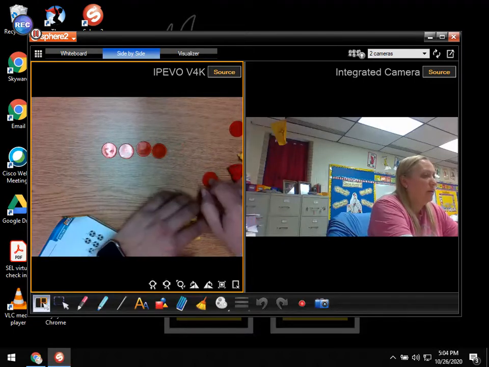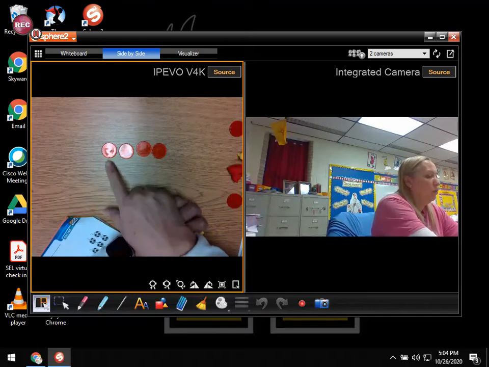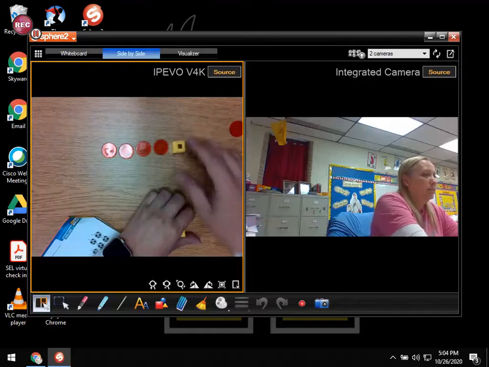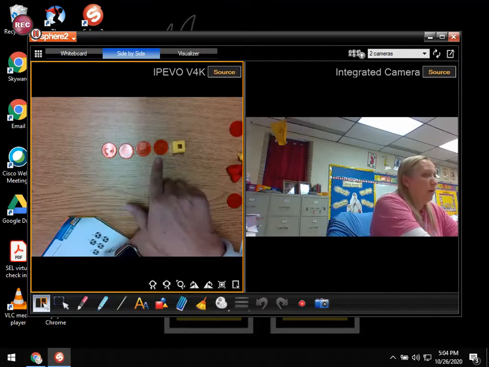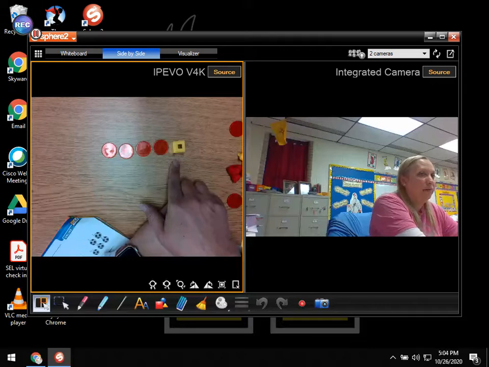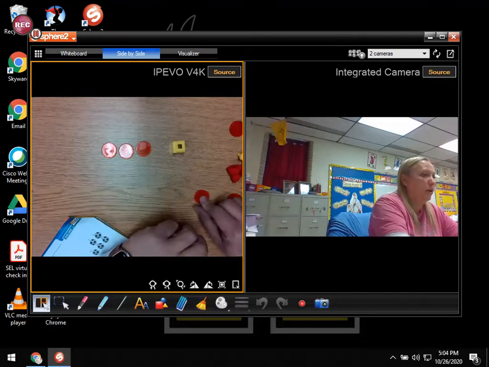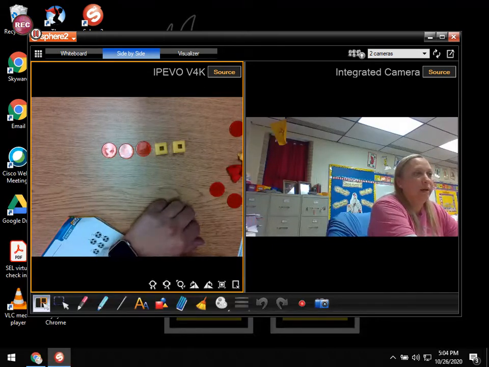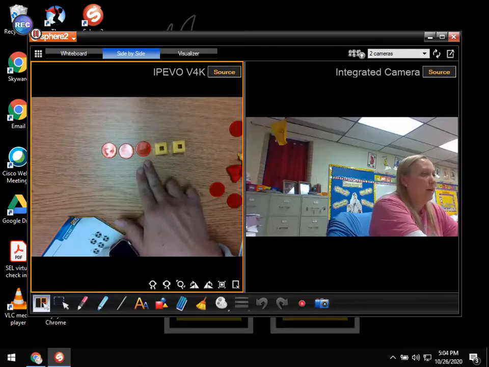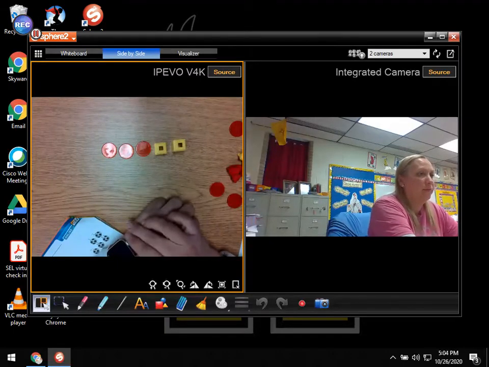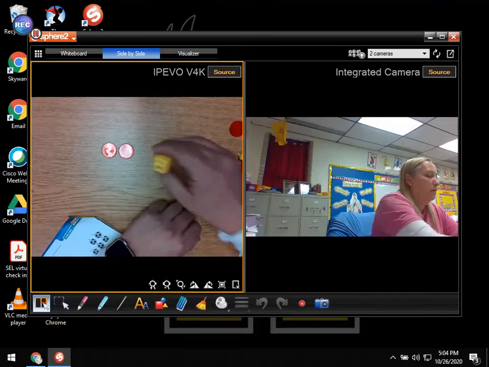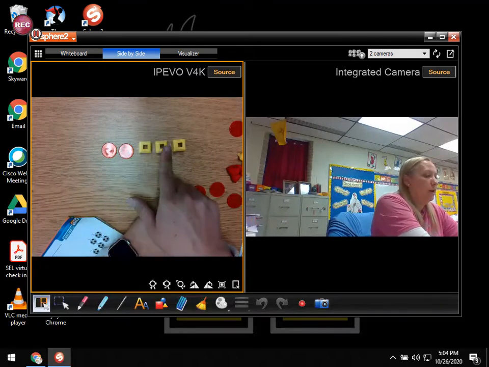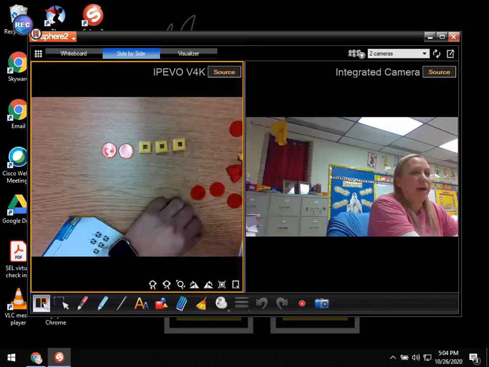Then, what if I take one of my reds away? Let's see how many we have. 1, 2, 3, 4, but we want to make 5. So let's add a yellow. 1, 2, 3, 4 reds and 1 yellow is 5 total. Now let's take away another red and put another yellow in here. How many reds? 3. And there's 2 yellows, so 3, 4, 5. Okay. Now we have 2, 3, 4, 5. We're counting on, okay?